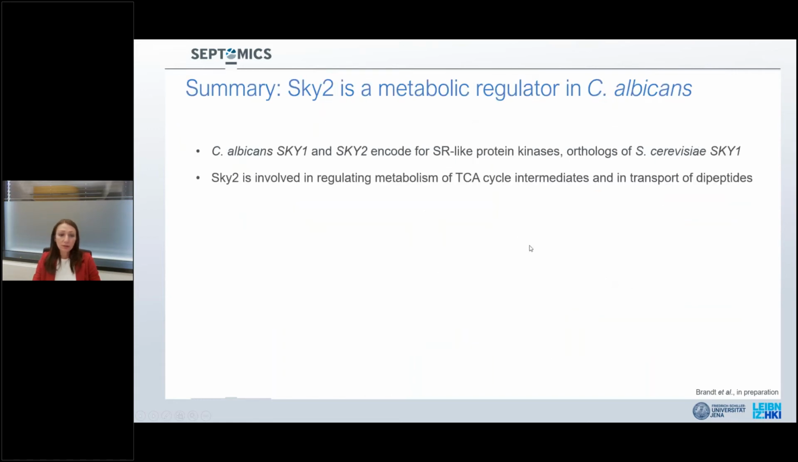So with that, I can summarize this part: we identified Candida albicans SCY1 and SCY2 to encode for SR-like protein kinases that are orthologs of Saccharomyces cerevisiae SCY1, and that SCY1 and SCY2 have different functions in Candida albicans, with SCY2 being involved in regulating metabolism of TCA cycle intermediates and in transport of dipeptides.